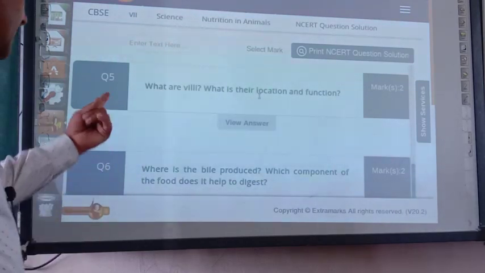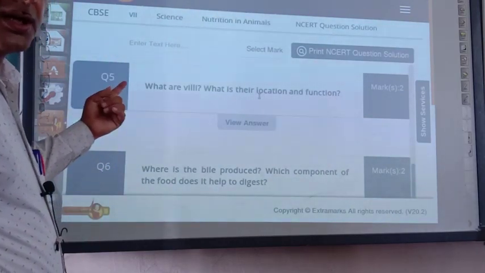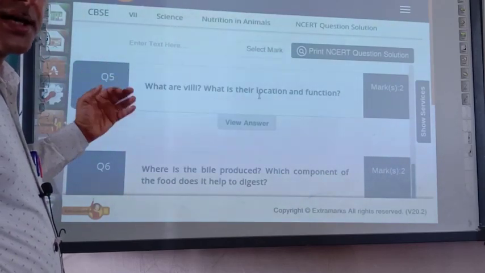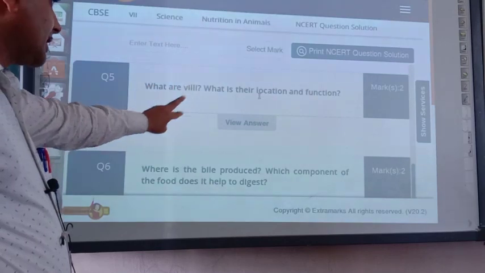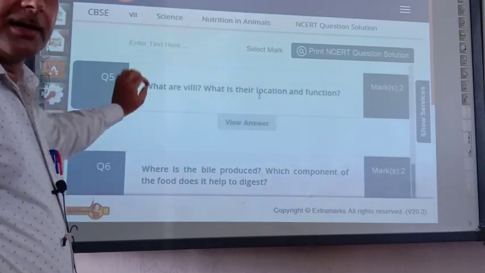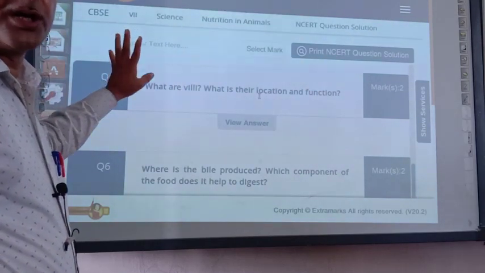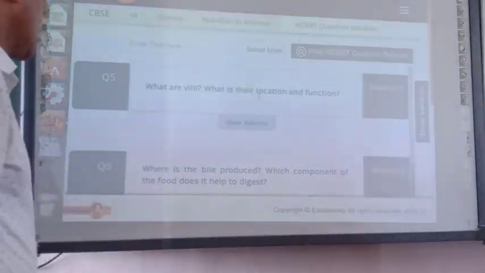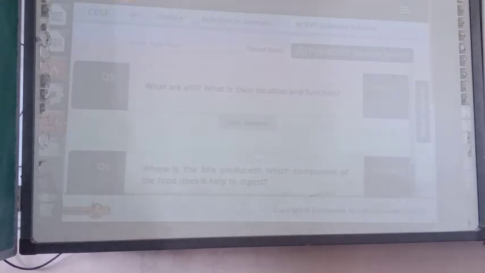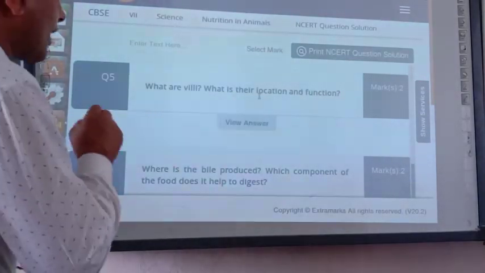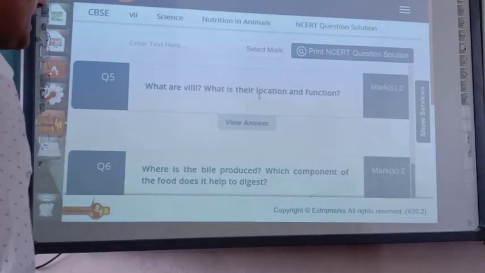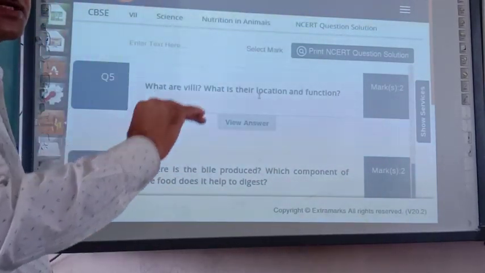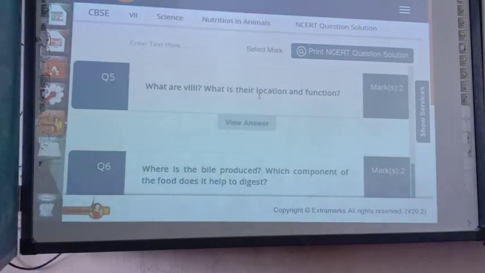The villi are the finger-like projections which are found in the inner walls of the small intestine. What are villi? Finger-like projections found in the inner wall of the small intestine. And what is their location? Location is the inner wall of the small intestine. What is their function? They increase the surface area for the absorption of food.